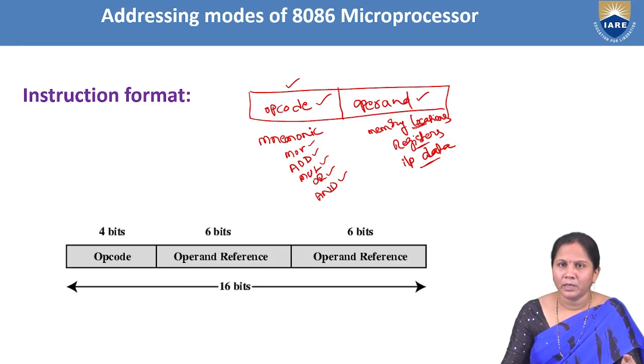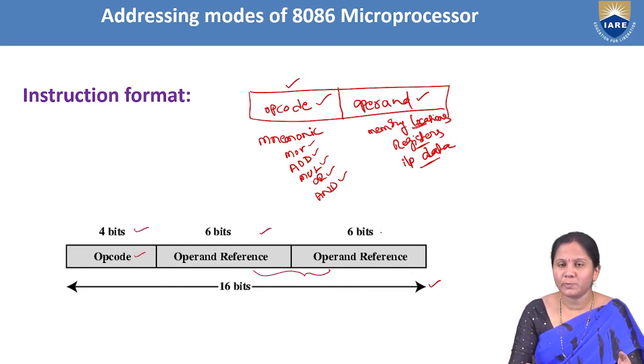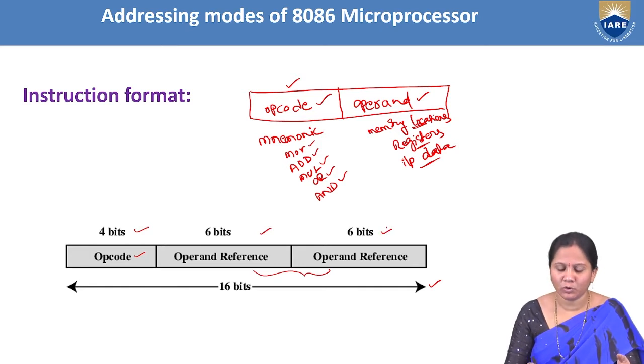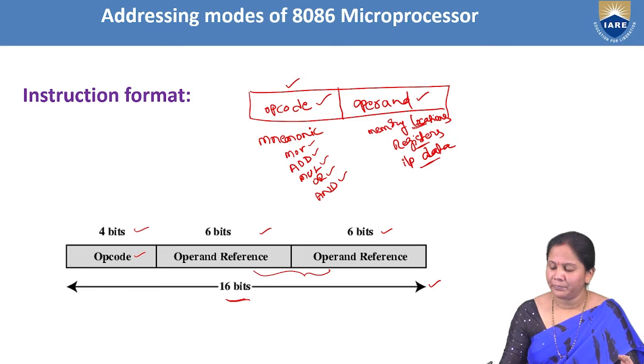Now this is another instruction format. If you are going for a 16-bit instruction, how will these 16 bits be divided in the instruction format? Here the opcode consists of 4 bits. The operand part consists of 6 bits and 6 bits. So totally 16 bits. So this is another way of representing the 16-bit instruction format.